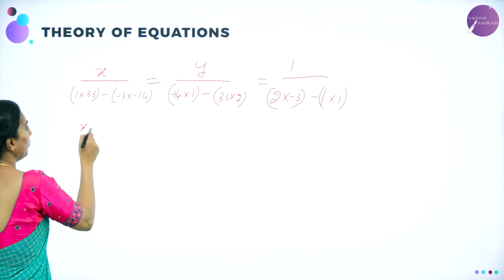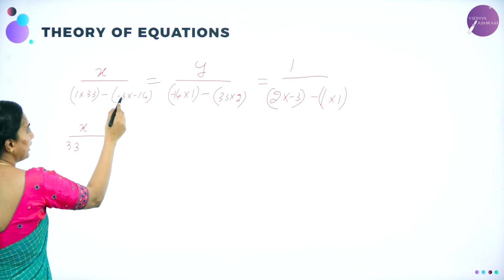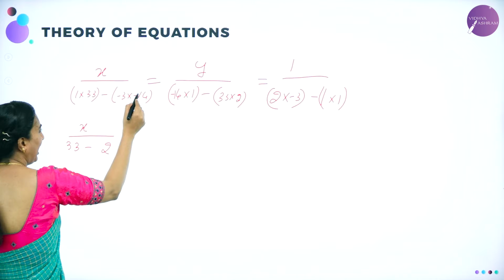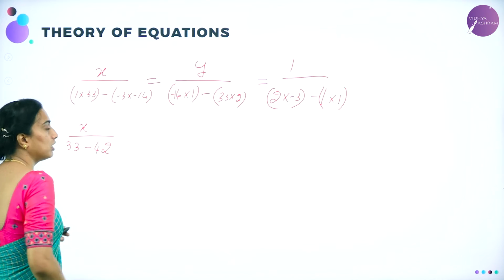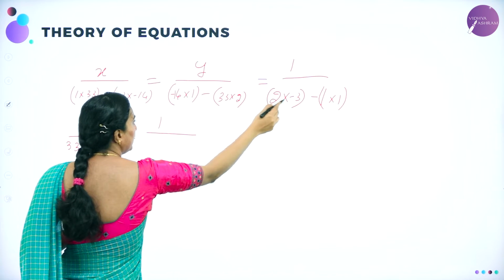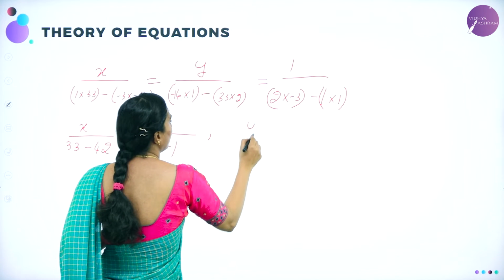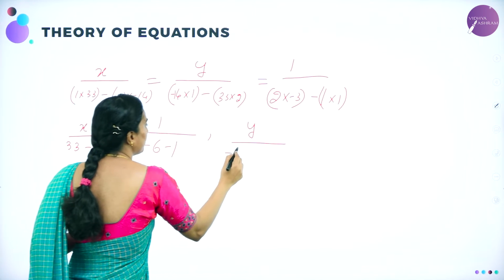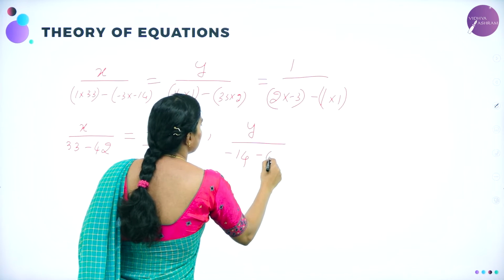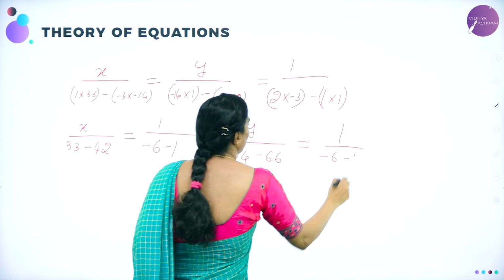So, solving this first and equating to the constant, x divided by 1 into 33 is 33, minus, here minus into minus is plus, plus into minus is minus. 3 4s are 12, 3 1s are 3, 3 plus 1 is 4, so 13 4s are 42, is equal to, I am equating to the constant, 1 divided by 2 into minus 3 is minus 6, minus 1 into 1 is minus 1. Again, equating y divided by, solving this, minus 14 into 1 is minus 14, 33 into 2 is nothing but 66. So minus 66 is equal to, equating to the constant, minus 6 minus 1.